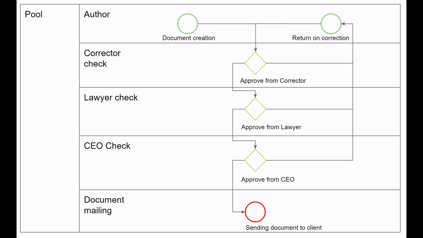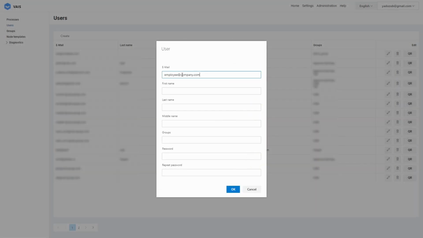to the client. Before creating a process, we will register several users participating in it and add them in the group. Each participant in the process is a real person who will later participate in it, since VAIS supports the launch of the process. Adding roles: proofreader, lawyer, director. All these persons must approve the document.